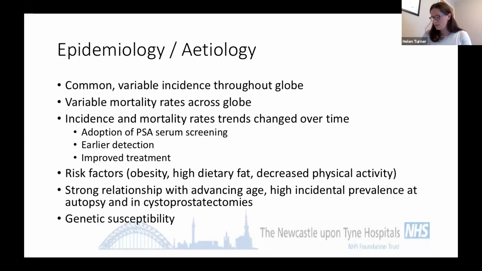So the main reason for going over the epidemiology is just to remind us all that prostate cancer is extremely common, and of course that means that it has a large effect on health systems globally. The incidence and mortality rates are very variable across the globe, and this is probably linked to the fact that a lot of countries have adopted PSA serum screening, and that we have a lot of earlier detection and improved treatments. There's also variation in documented risk factors, which include things such as obesity and high dietary fat and decreased physical activity, which is obviously very variable across the globe.